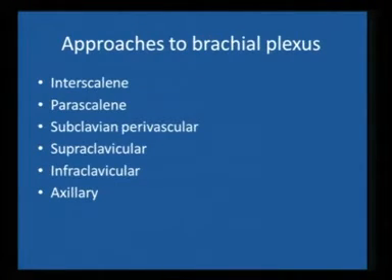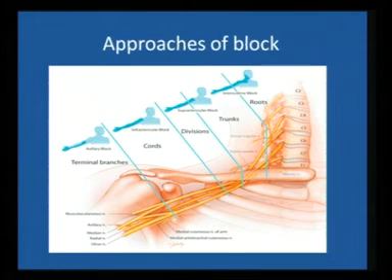Going to the approaches of the brachial plexus, there are 6 approaches: interscalene, parascalene, subclavian perivascular, supraclavicular, infraclavicular, and axillary. Blocking at the level of roots of the brachial plexus is called interscalene block, whereas blocking at the level of trunks is called subclavian perivascular block. Blocking at the level of trunks and divisions is called supraclavicular block, block at the level of cords is called infraclavicular block, and blocking the terminal branches is called axillary block.